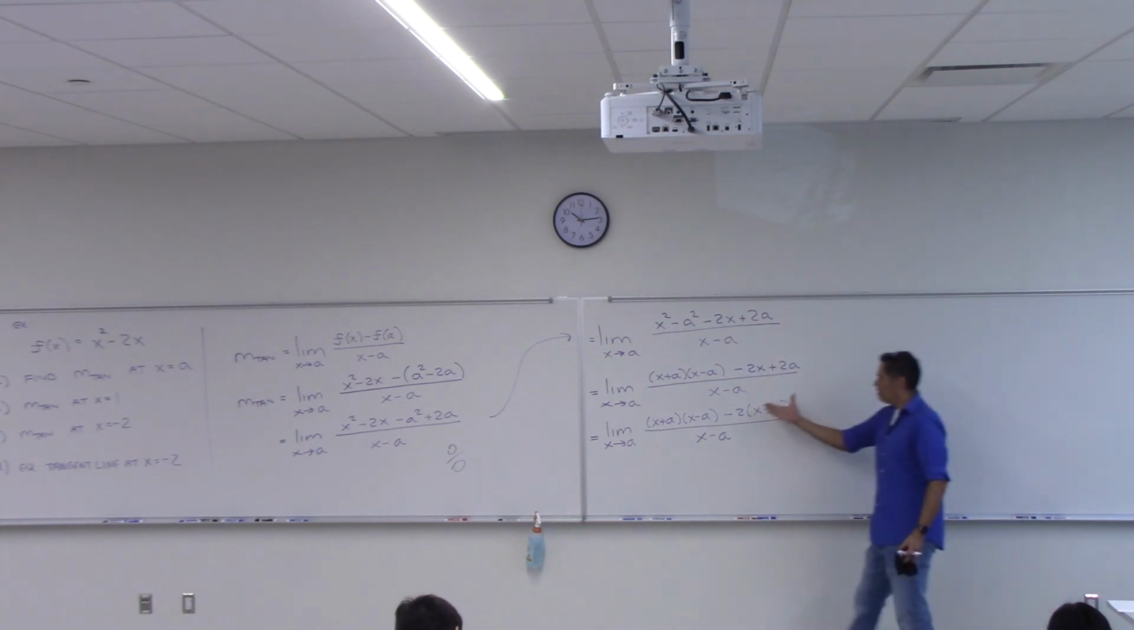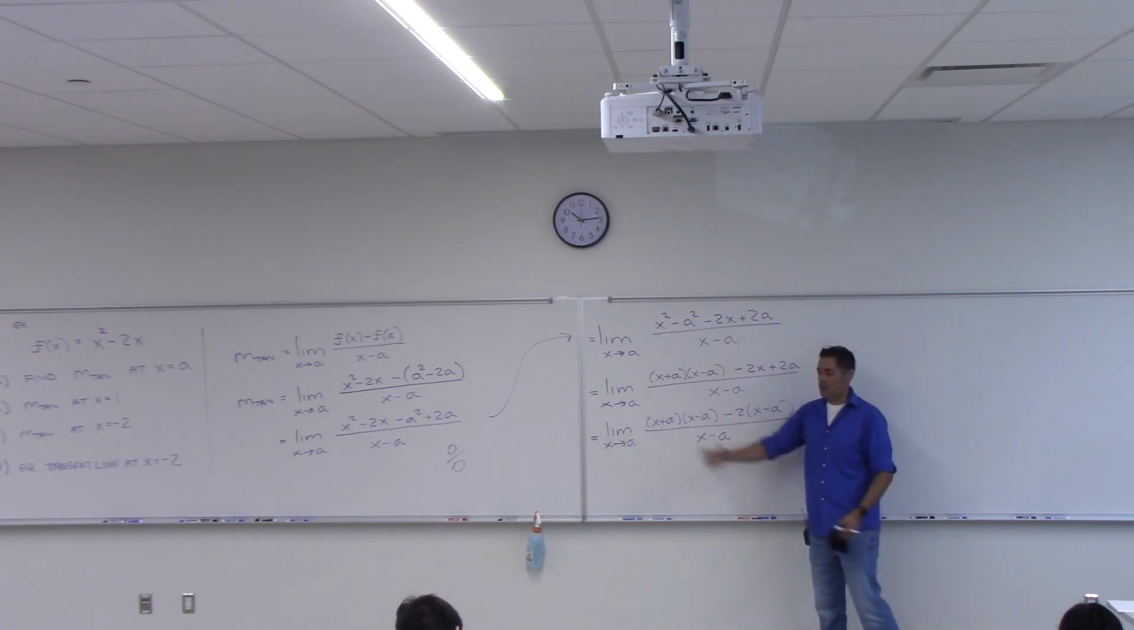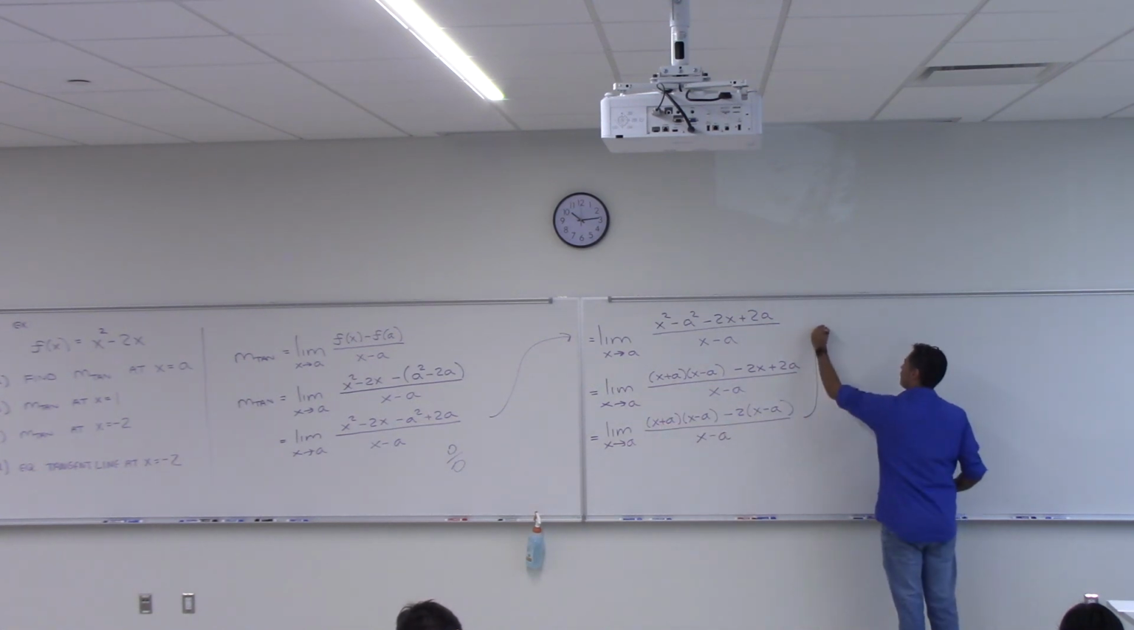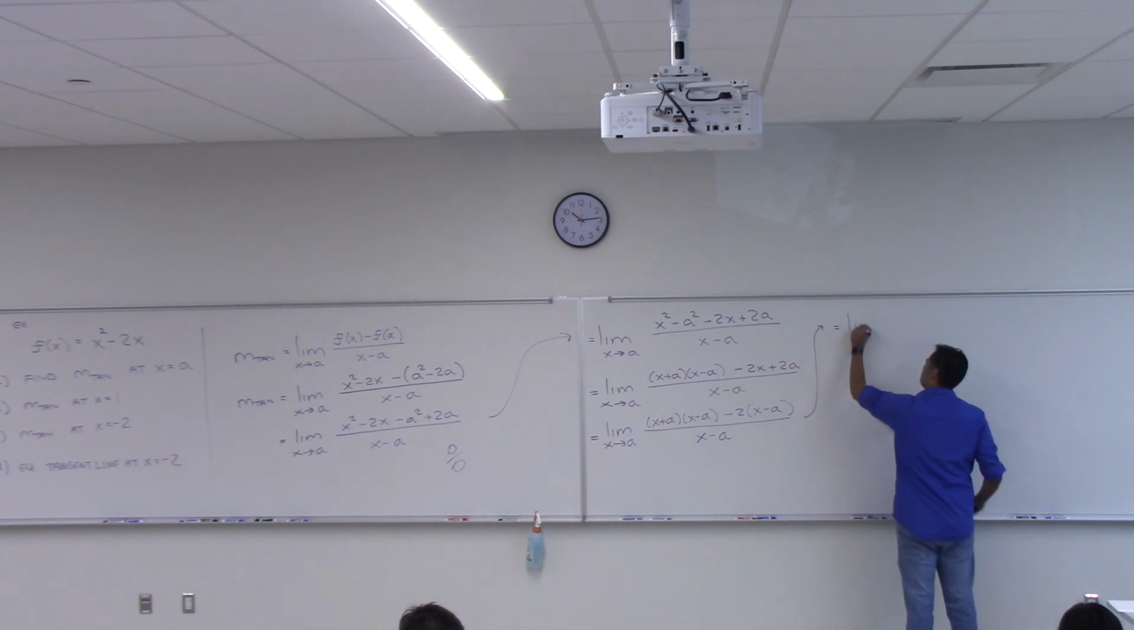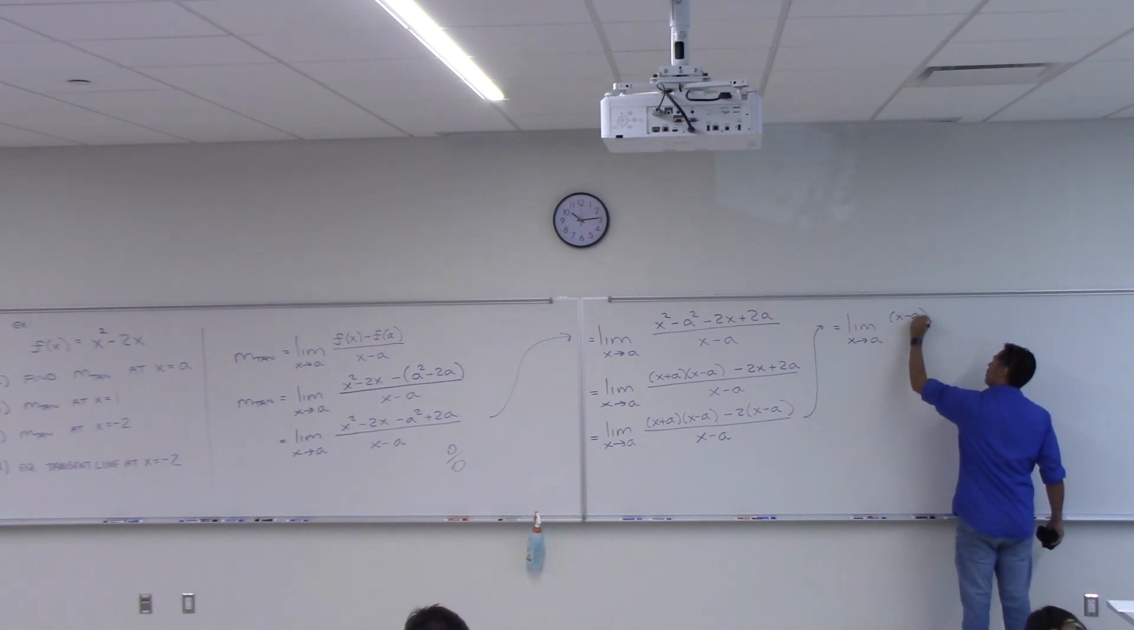Do y'all see that this has an x minus a and this has an x minus a? So you can pull out an x minus a from both. All right, let's pull an x minus a out. I'm going to use a bracket.